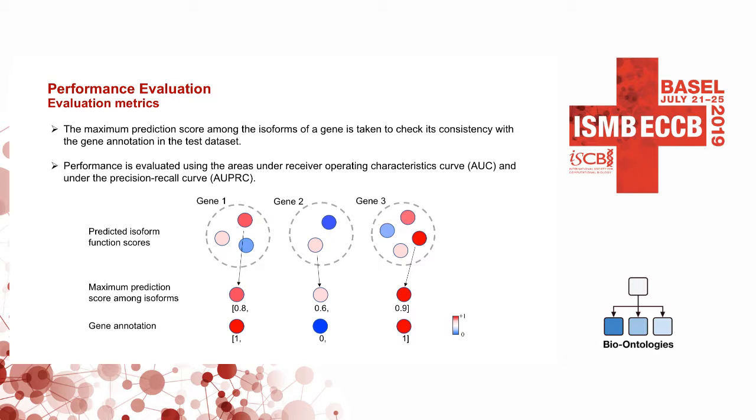And because we don't have the isoform level ground truth labels, we cannot perform the instance level or isoform level evaluation directly. But the maximum prediction score among isoforms of each gene can indicate how likely this gene possesses the label. So we check its consistency with the gene's annotation ground truth. So we use both AUC and AUPRC to evaluate the performance.